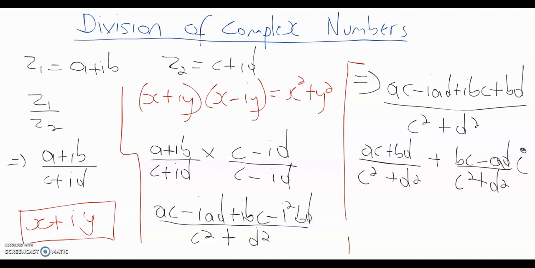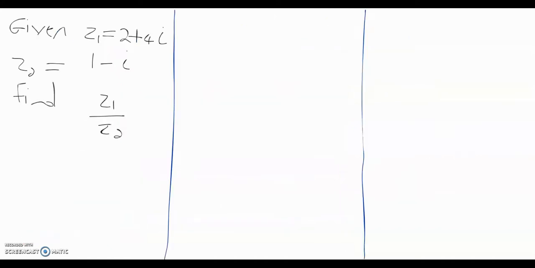So this is how we express it in the form x plus iy. Now we can see the real part distinctly, and we can see the imaginary part distinctly as well. So let's look at an example. So here's a scenario.